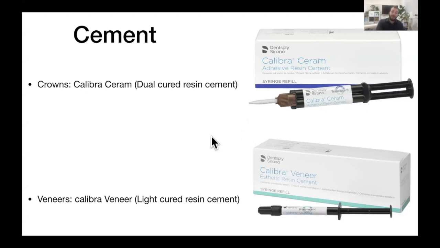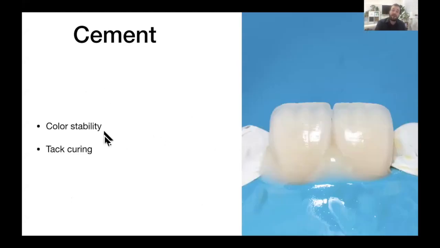Okay. And in both cases, you want to make sure your cement doesn't have any amine in it, because the amine is found to change color and it's not color stable. So the cement has to have color stability.